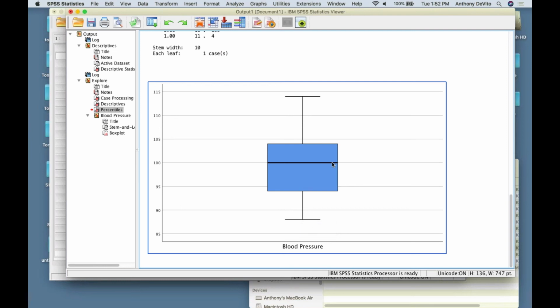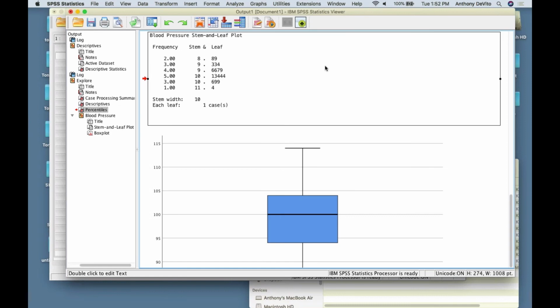What's that? The median. It's the median, exactly. It's not the mean, it's the median value, right? That's our 50th percentile. Good, exactly right. So we were able to get all this information.